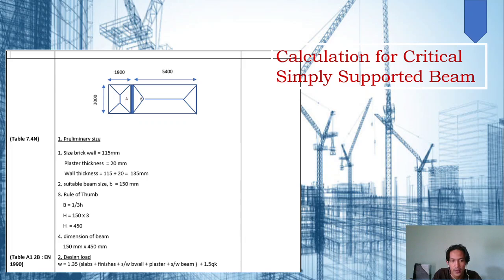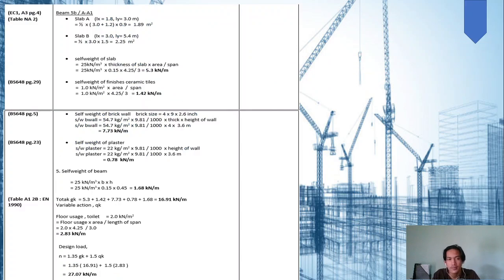Then for the design load W, we will use the formula 1.35 times the self weight of slab, finishes, brick wall, plaster, and beam, plus 1.5 Qk. And then the critical beam is beam 5B A1. And then we will calculate the area of the slab.